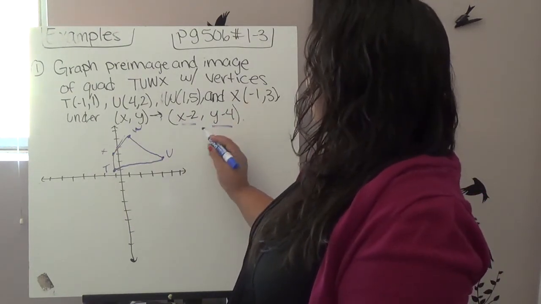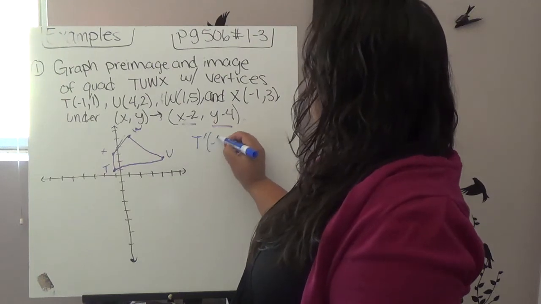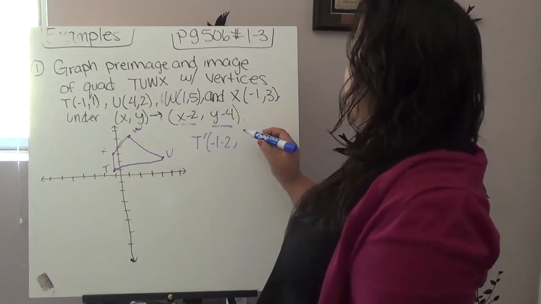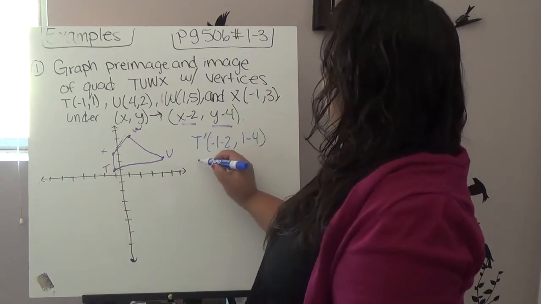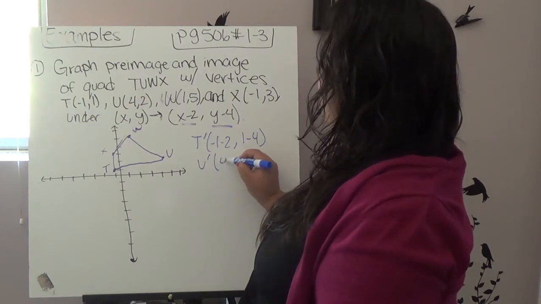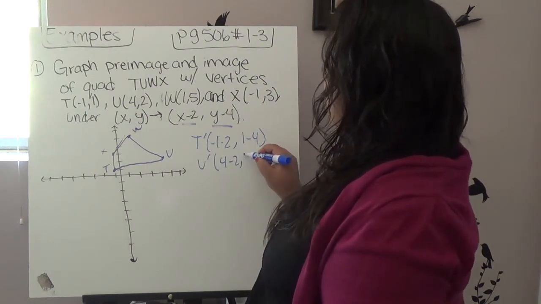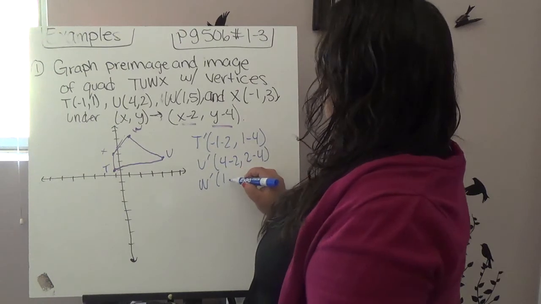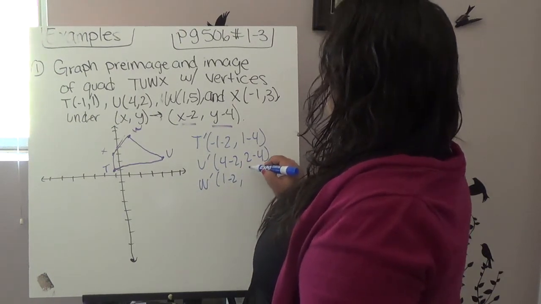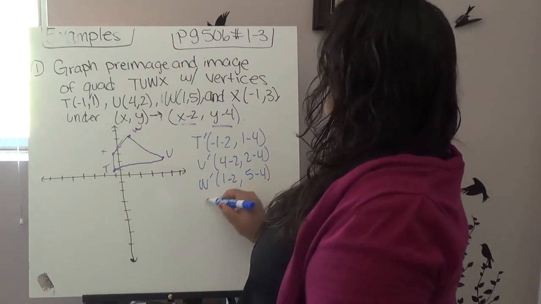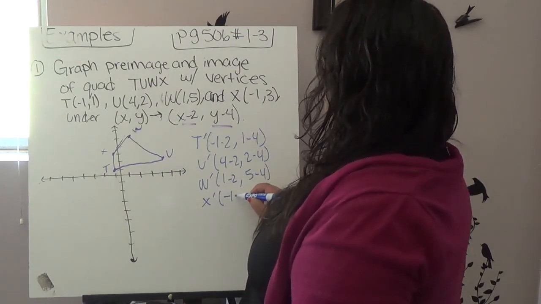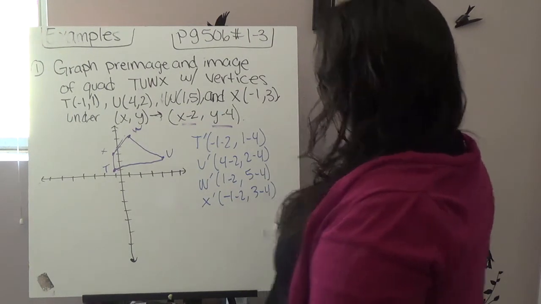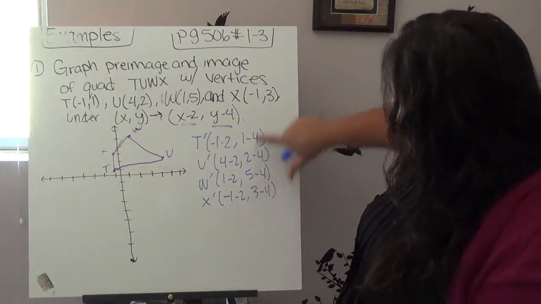Or we can take each one and do the math, because I need the new points, so this would be the best way to do it. T prime is -1 minus 2, comma, 1 minus 4. U prime is 4 minus 2 and 2 minus 4. W prime is 1 minus 2 and 5 minus 4, and X prime is -1 minus 2, comma, 3 minus 4. So I've subtracted 2 from all of the x's and 4 from all of the y's.